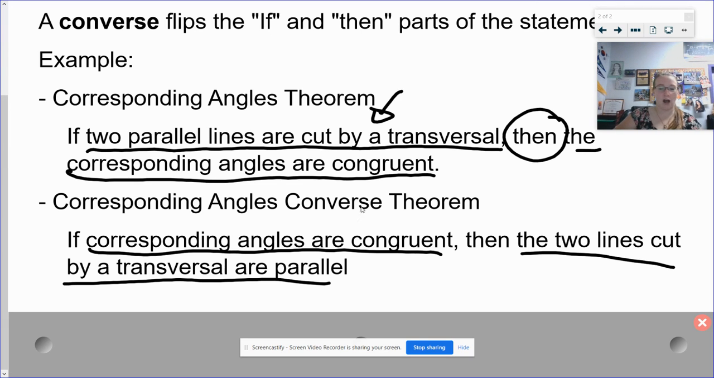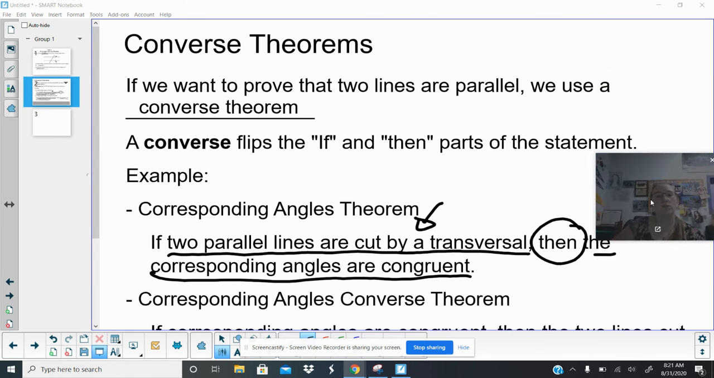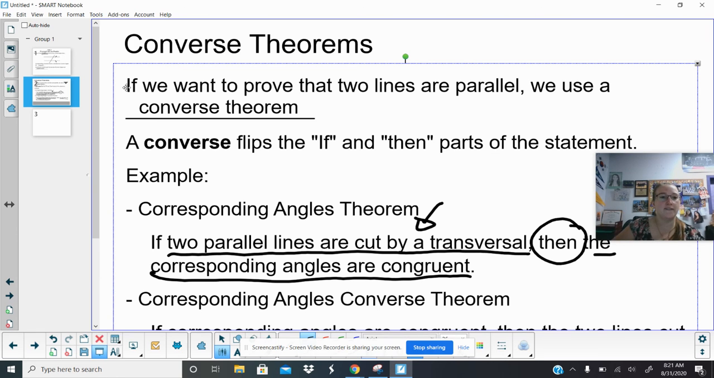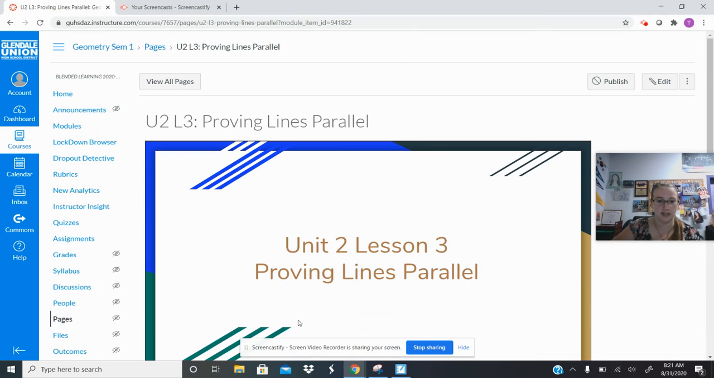I'm not going to have you copy every single one down, but the alternate interior angles converse theorem would read the same way. If alternate interior angles are congruent, then the two lines are parallel. So these are, again, a converse theorem versus just our regular theorems. Now, once more, we're going to do a little example here. The reason why we need to use converse theorems is if our proof is to prove that these two lines are parallel. So let's go look at an example.